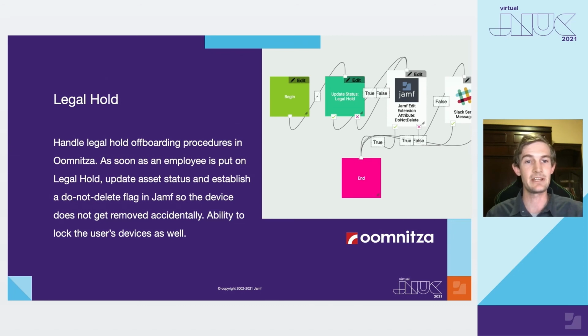Legal hold is another area that we support end-to-end. As soon as we see that a user has been flagged as under legal hold, which could be coming in from your Workday or your Active Directory, as soon as Umnitza sees that trigger, we can automatically update every asset assigned to that employee and flag it with status legal hold. We can reach out to Jamf and set an extension attribute, do not delete, so that we do not accidentally remove the device. We also have the ability to lock a user's device as part of this process, not to mention send them a direct Slack message or send an email as well.